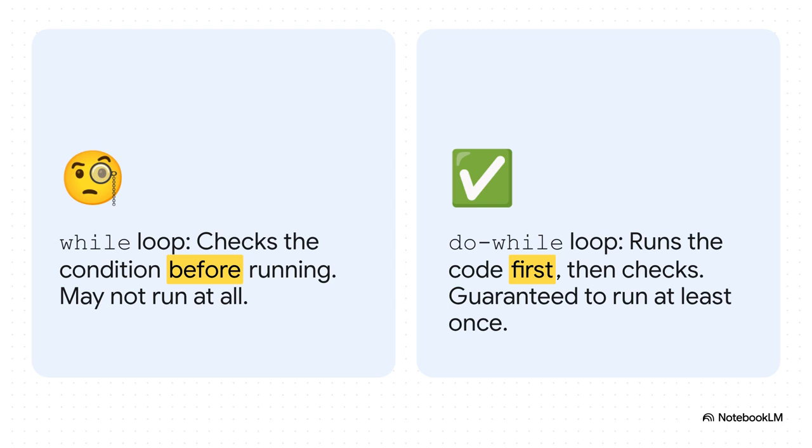A do-while loop, though, is more of a do first, ask questions later kind of loop. It runs the code once, and only then does it check the condition to see if it should go again. That guarantee that it runs at least one time is actually a really critical feature in some situations.